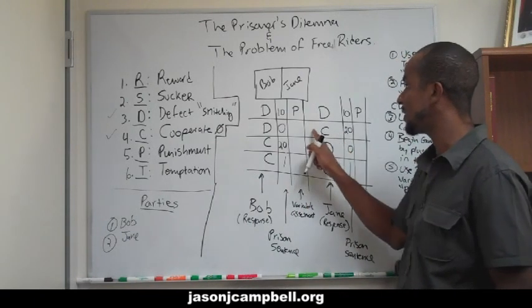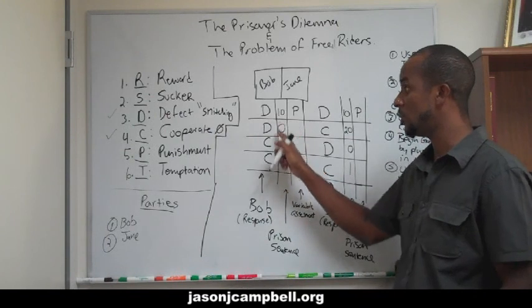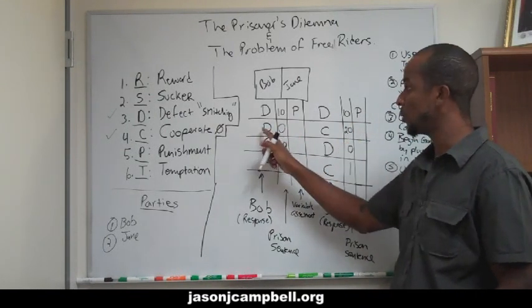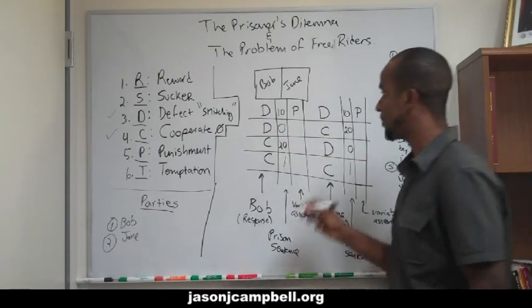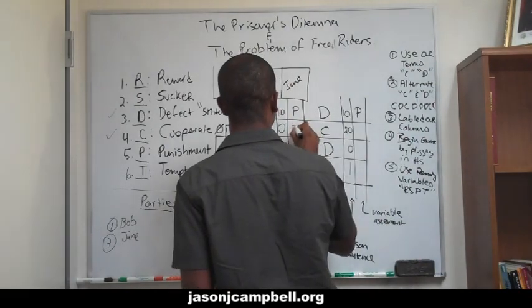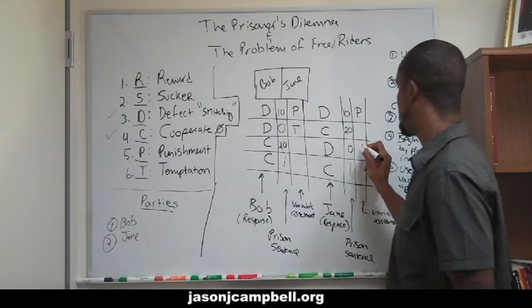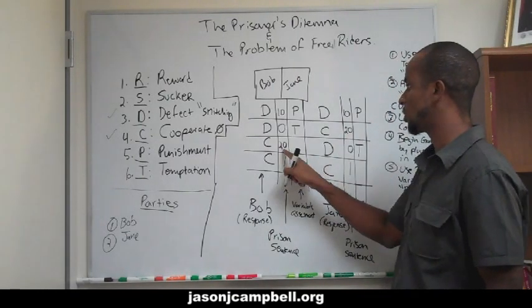So anytime we see a C across from a 20-year sentence across from no sentence, the person with the higher sentence gets an S for sucker. The person with no sentence gets a T for temptation. So we put a T here, right? And then obviously we see that there's a T here across from a 20, so we put a T here as well.